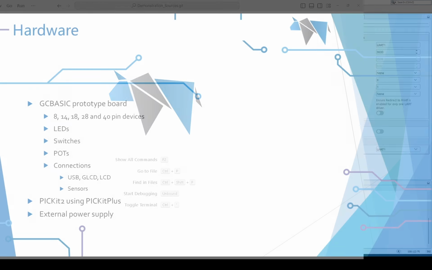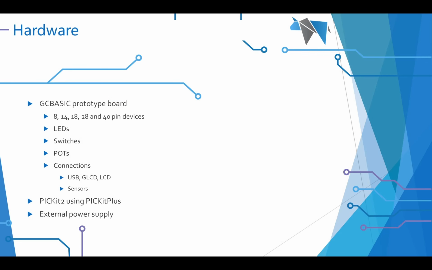Why it's important is because it supports 8, 14, 18, 24, 40 pin devices, has LED switches, pots, lots of connections. I use PICKit 2. I know the PICKit 2 works because I've tested that independently. Okay, so we have a proviso that it works.